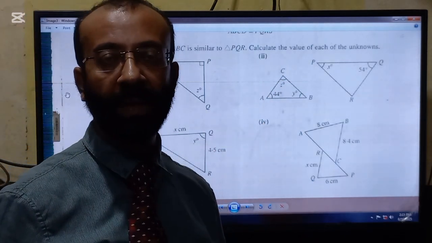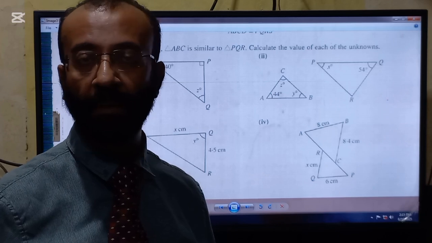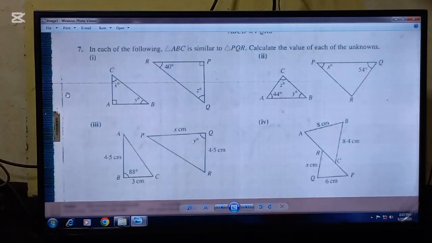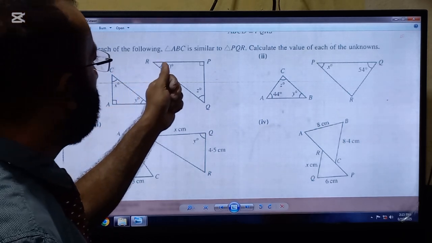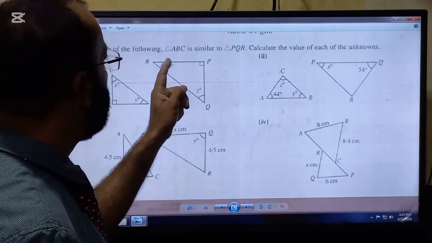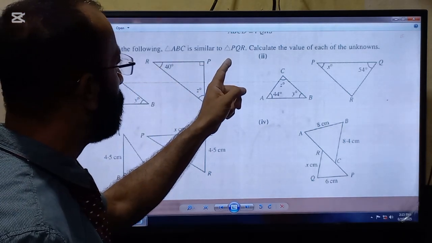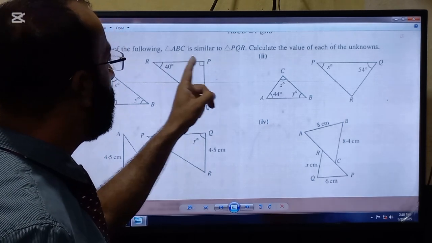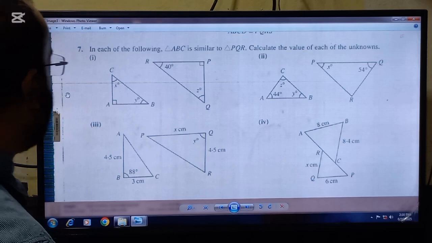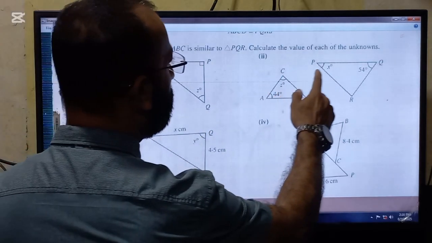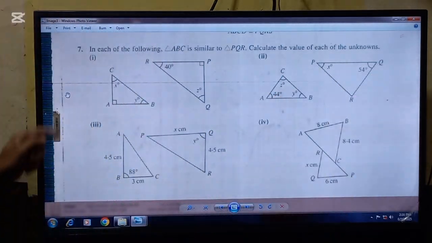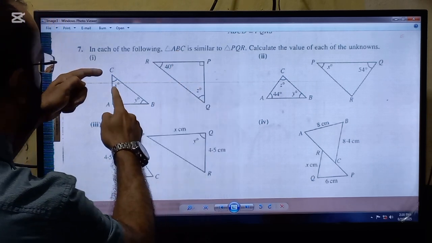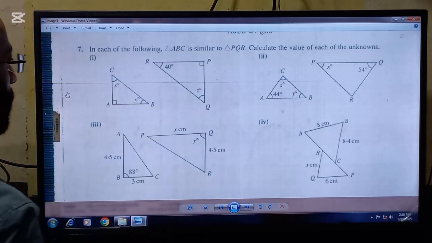So in similar figures also, we have to be careful about the corresponding points. So look now, because it is also given that ABC is similar to PQR, so it means A is the corresponding point of P, B is the corresponding point of Q, and C is the corresponding point of R. So the requirement is calculate the value of each unknown. So look now, C is corresponding to R, so X is equal to 40 degree.